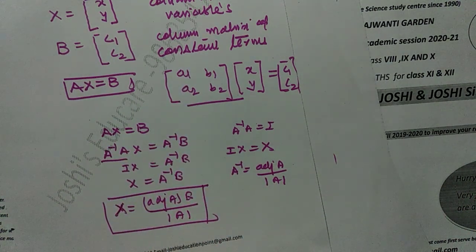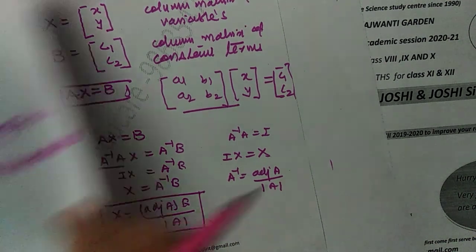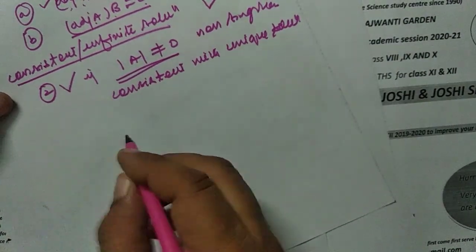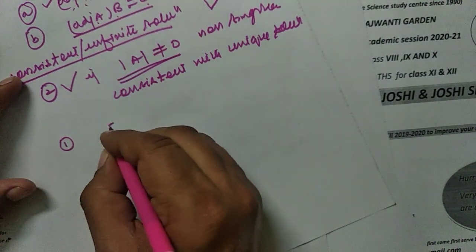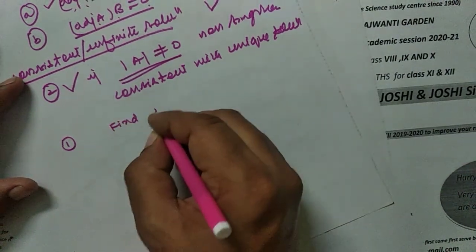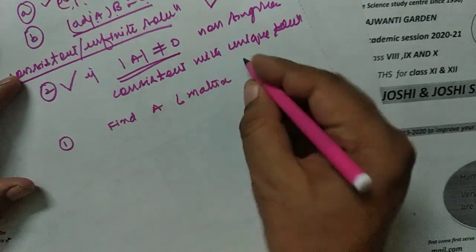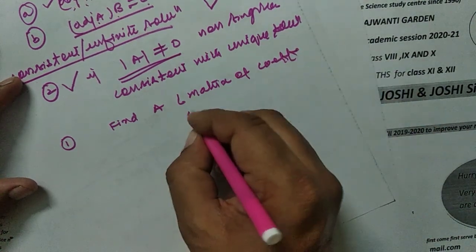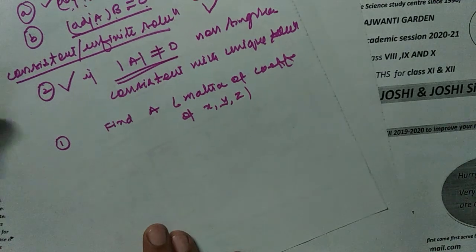Alright, whether it is a 2 into 2 or 3 into 3, now how to solve them, that I will explain to you. Steps to solve 2 and 3 variable equations. So first step, find A. What is A? A is the matrix of coefficients of x, y and z. First of all, you find A.